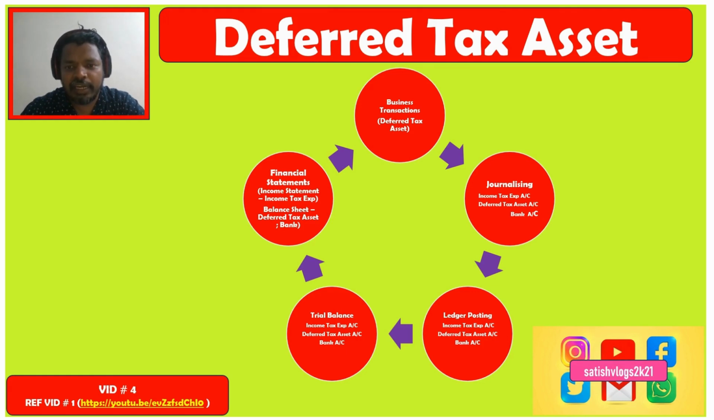So that amount would be categorized against a deferred tax asset, and the balance amount I would be considering as a tax expense. So this is clear, right?